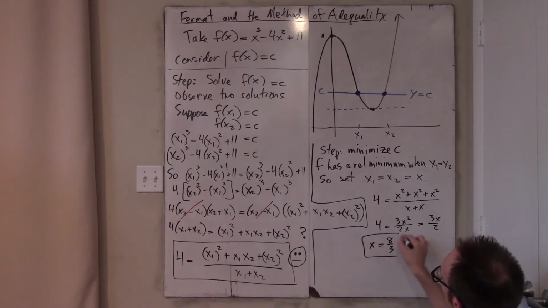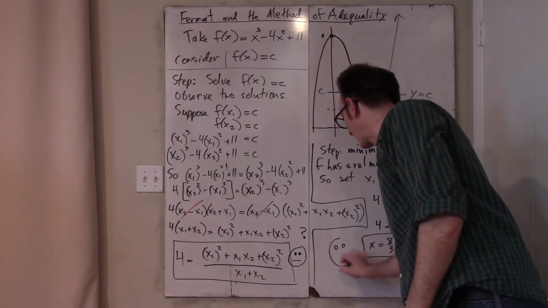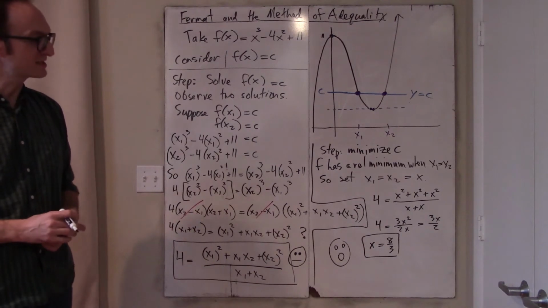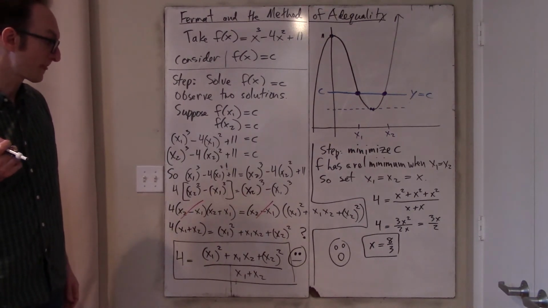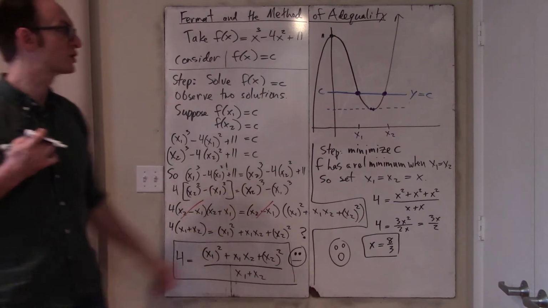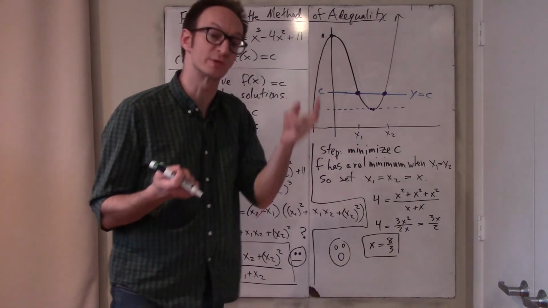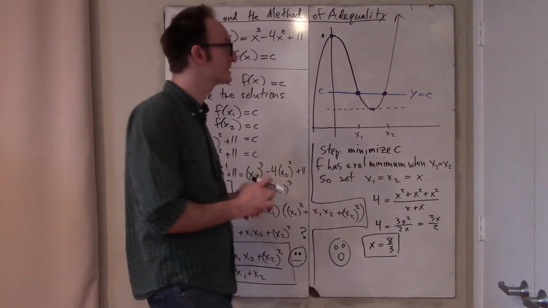Whoa. That, I think, should sort of be a little bit shocking. I have just found that when x is precisely 8/3, that's the x value at which the two roots have the same value. So you find the minimum by making the two roots the same.